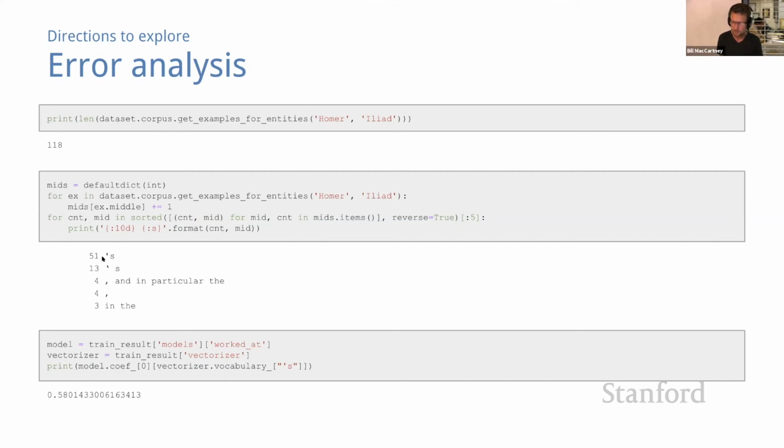The fundamental problem here is that apostrophe S is highly ambiguous. A good question to ask yourself is, is there other information in the sentence that could help to distinguish the author relation from the worked at relation? And I think there is. Again, I don't want to give too much away, but I think there's other evidence in these sentences that could help to tease apart these two relations. And this kind of error analysis is really indispensable to the model development process.